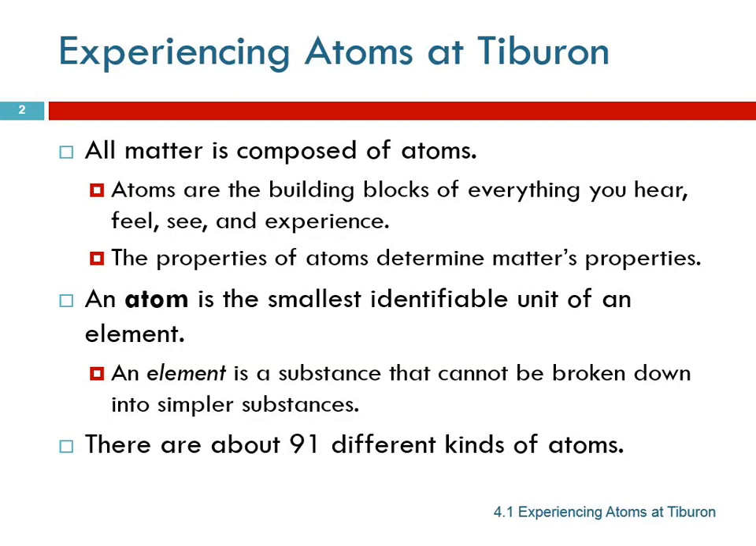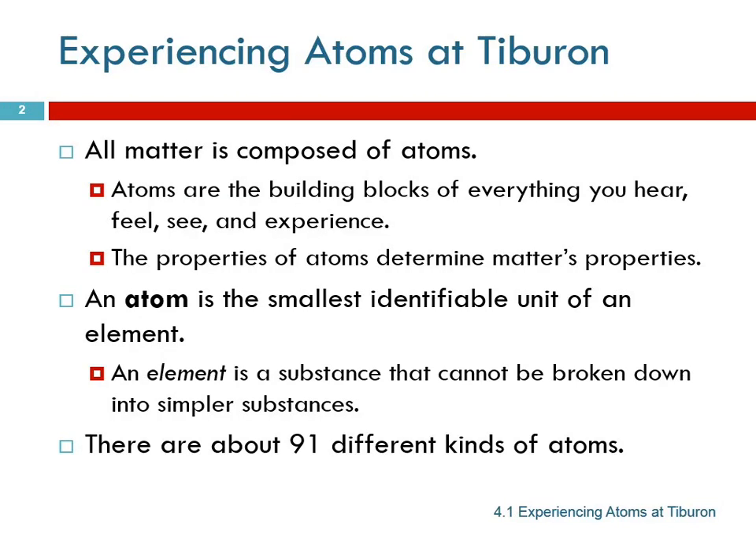All matter is composed of atoms. We talked in chapter 3 about what matter is, anything that occupies space and has mass. All matter is composed of atoms. Atoms are the building blocks of matter. They're like the Lego bricks that all of matter is made out of. Anything that you hear, you see, you feel, you experience, atoms are involved. And the properties of the atoms determine the properties of the matter. And so we need to look at what the properties of atoms are.